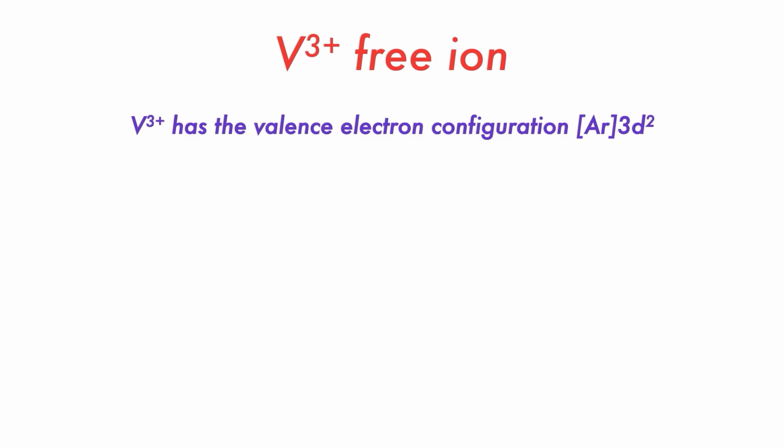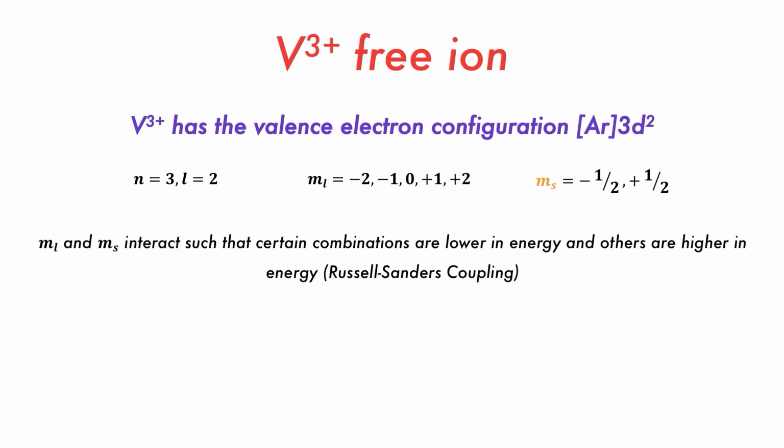After that slight sidetrack, let's go back to our freshman chemistry and do the electronic configuration of the vanadium 3+ ion as being an argon core with a 3d2 valence configuration, which means the principal quantum number is 3 and the orbital angular momentum quantum number l is 2. So ml values range from minus 2 to plus 2, and for a single electron, ms can only have one of two values. This is important because ml and ms can interact to give some configurations which are lower in energy and some which are higher in energy.